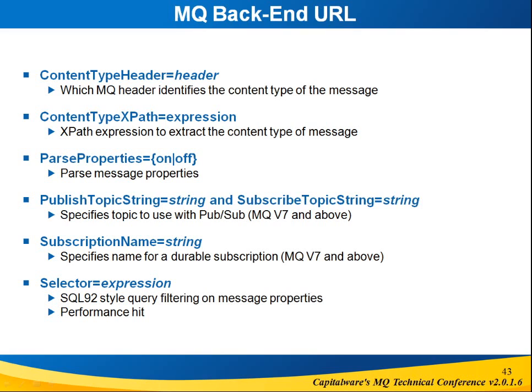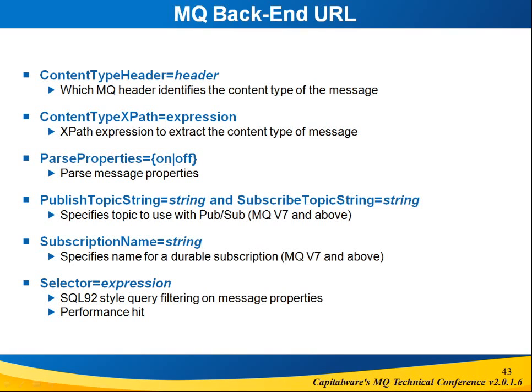Continuing on, content type header. Which header is going to contain the content type so that the response rule can parse the contents correctly? And once again, the XPath expression of where to find that information. Parse properties, similar to the front side handler. Parse out the message properties into a node set that we can extract from and use programmatically.